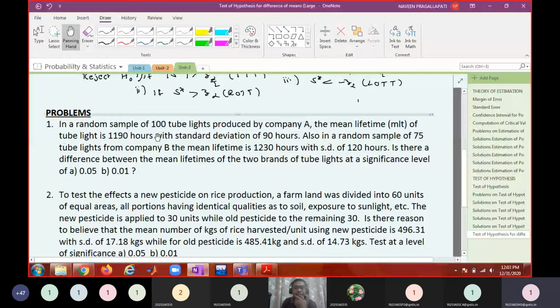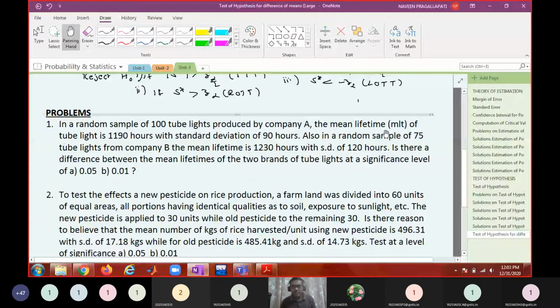This 1230 refers to XB bar, with standard deviation of 120. Is this clear? And you're asked to tell whether there is a significant difference between these two or not. And is this all about a large sample or small sample? That information is also important. See the sample size. Sample size is more than 30, so it is a large sample test.